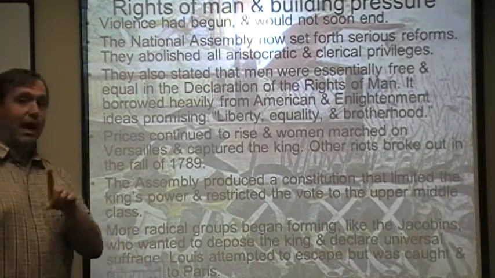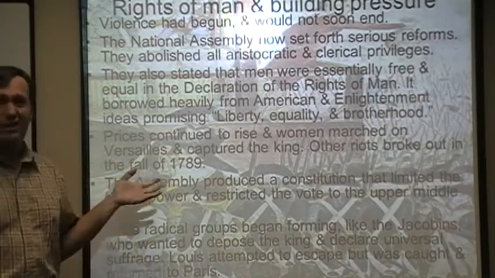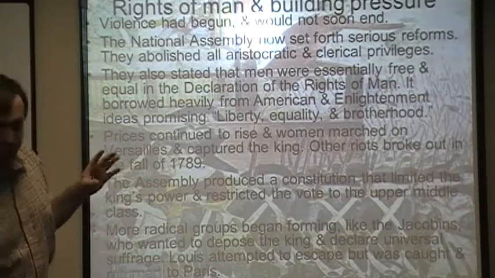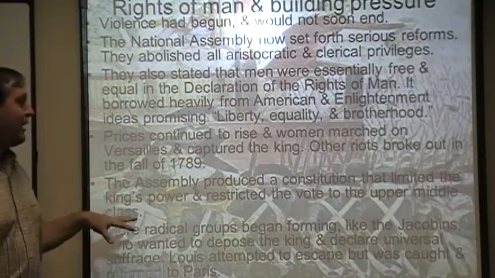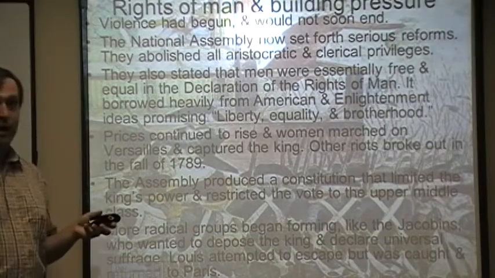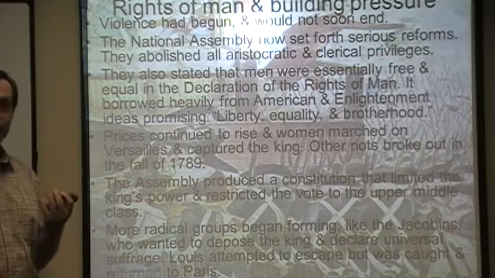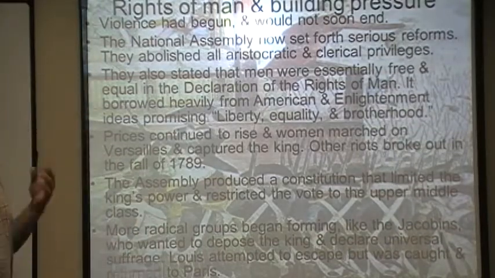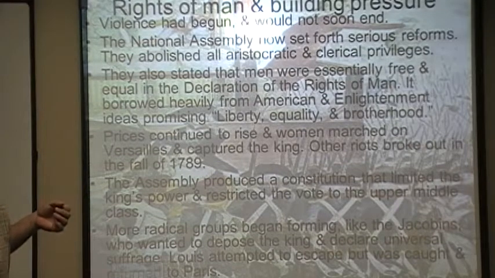More importantly, they want every man to be able to vote. Sorry, ladies, your moment's going to come in another 140 years or so. But they want all males over the age of 18 to be able to vote, so that way they can have, they realize that they outnumber the wealthy, and they want to have control for the working people of France.